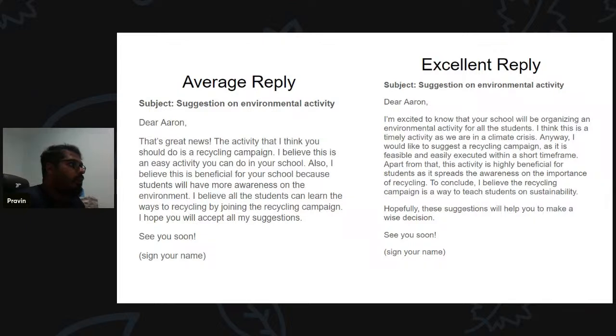Okay, so let's continue. Apart from that, okay, look at the discourse markers I used. Apart from that, okay, you can also use besides that. Apart from that, this activity is highly beneficial. Highly beneficial. So earlier it was timely activity, now highly beneficial for students as it spreads the awareness on the importance of recycling. To conclude, okay, to add, to conclude, I believe the recycling campaign is a way to teach students on sustainability. Hopefully, these suggestions will help you to make a wise decision. See you soon. Okay, so again, you look at there, wise decision.